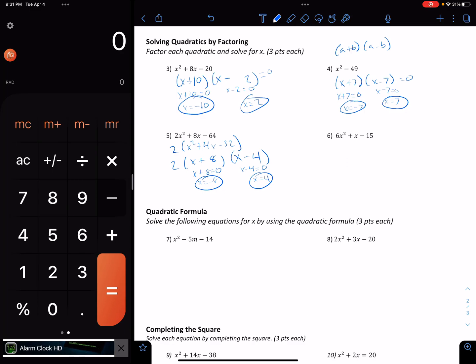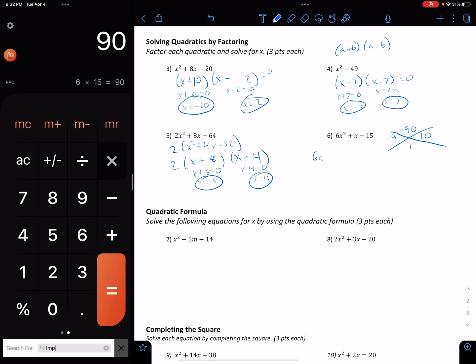Okay, last one. If you look at it, there's nothing I can pull out. So I'm going to do the AC method. 6 times negative 15 is negative 90. Okay. B is 1. So I know my two factors have to be 9 and 10. And I know that 9 has to be negative. So I have 6x squared minus 9x plus 10x minus 15.